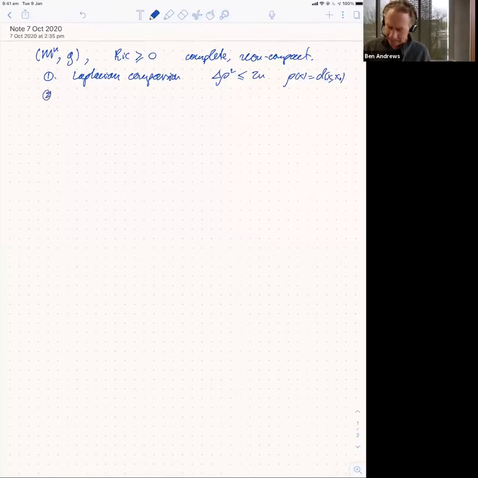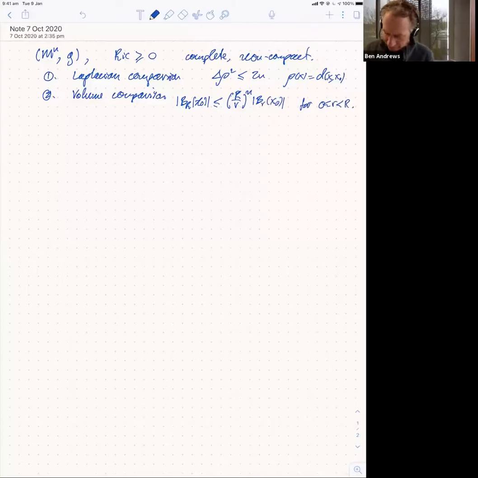And then from that we got the volume comparison result, which allows us to compare the volumes of metric balls of comparable radius. So that says that the volume of, let's say, the ball of radius big R, about x naught, is no bigger than big R over little r to the power n times the volume of the ball of radius little r, about the same center, for little r less than big R.